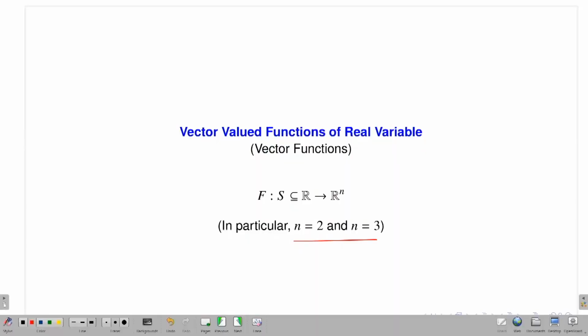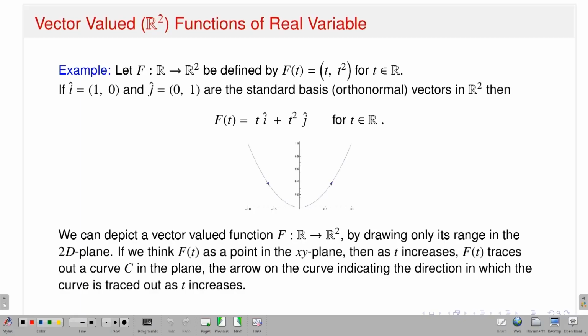In particular, I will focus on n equal to 2 and n equal to 3, because in that case we will have the picture. So for example, the first one. Vector valued functions of a real variable means my range is R2 and domain is R. So let f from R to R2 be a function. How do I define it? f of t is equal to (t, t squared), where t is running over the full real line R.